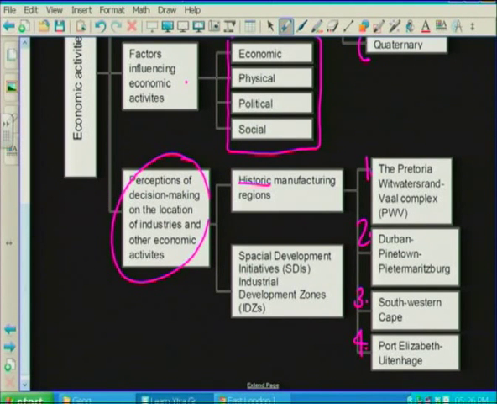Quite a popular question for the exams is the focus on spatial development initiatives, industrial development zones, or the GEAR program, which we'll talk about at a later stage as well. So all the economic sort of changes since South Africa's democratic transition in 1994 gets looked at in this sort of section here as well.